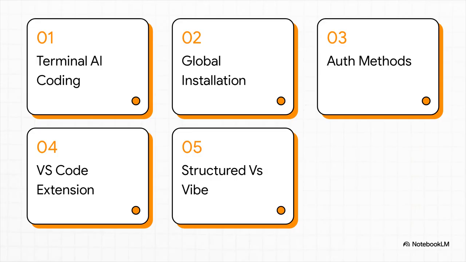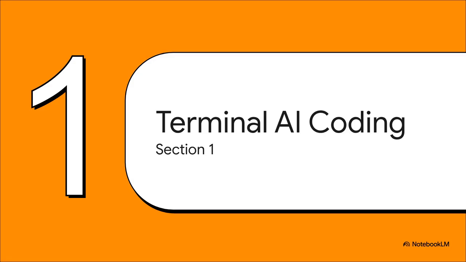Here is our agenda for today. First, we'll look at terminal-integrated AI coding. Second, global installation and setup. Third, the 3 authentication methods. Fourth, the VS Code companion extension. And finally, number 5, structured versus vibe coding. All right, let's jump right into Section 1, terminal-integrated AI coding.